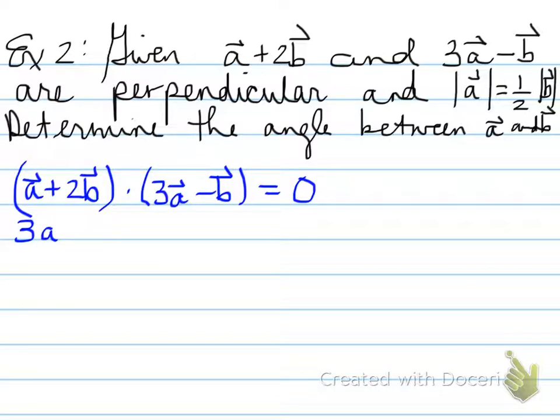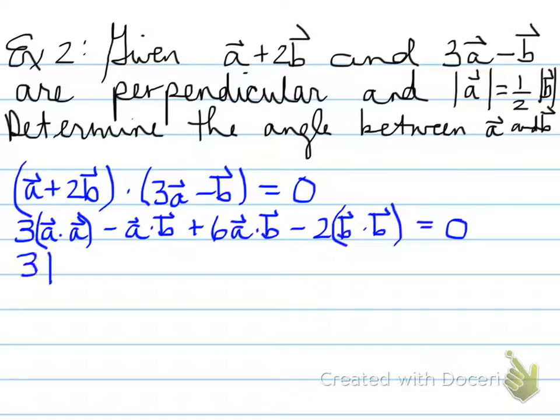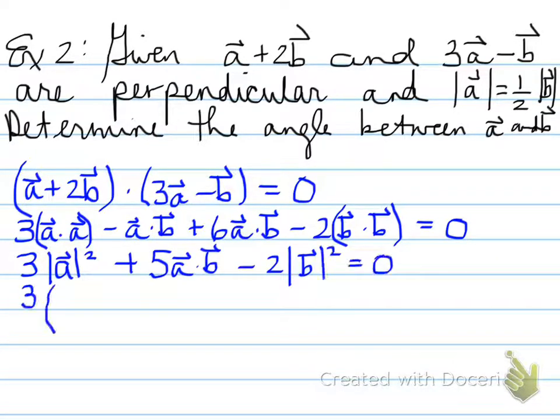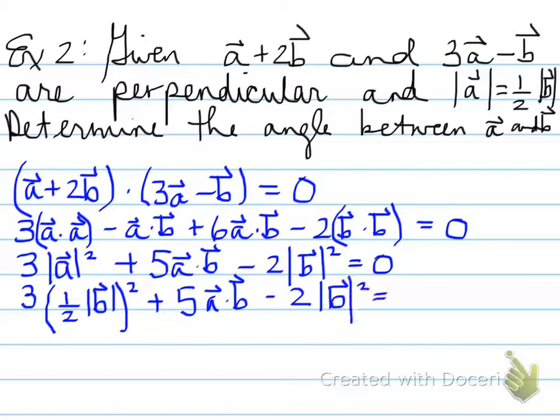So we can expand this using the distributive property, or FOIL, and we get this result. Once we simplify using some of the properties we know, we get these values. And don't forget to collect the like terms of the A dot B. Now, we know that the magnitude of A is half of the magnitude of B, so we can replace the magnitude of A with half of the magnitude of B, squared, plus 5 A dot B minus 2 magnitude of B squared equals 0.